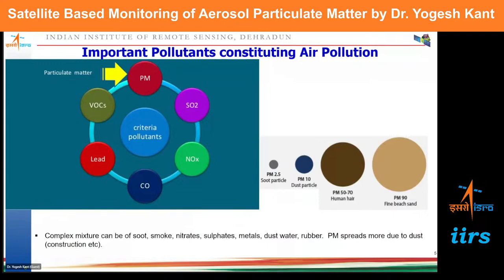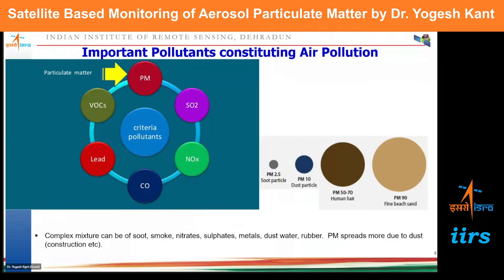Now, as I said, particulate matter is a complex mixture of many constituents: smoke, nitrates, sulfates, and so on. These are pollutants which comprise not only particulate matter but also different gases, as you have seen in my previous slide. In comparison, human hair is around 70 microns, that is 70 times 10 to the power minus 6 meter. So human hair is also very small, and PM2.5 is only 3% of that. So it is a fine particle.